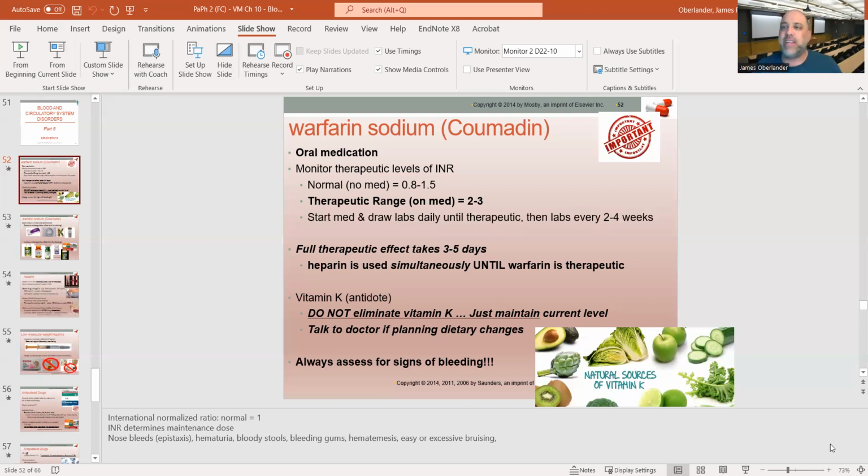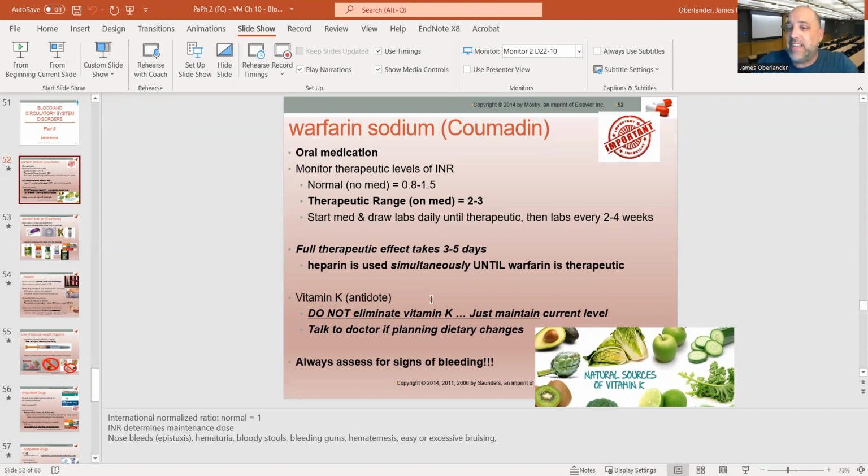At 4.7, you may or may not need vitamin K, but if you hit like 6, 7, 8, heaven forbid, you start getting up into that range, then yeah, we'll probably stop the warfarin for a few days, give them vitamin K, and then deal with them from there.